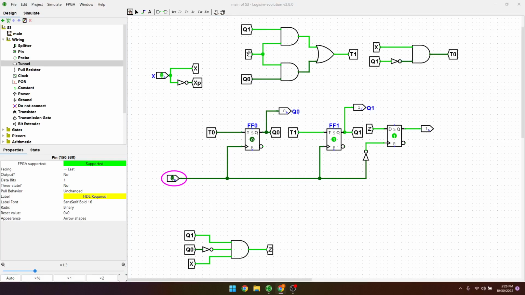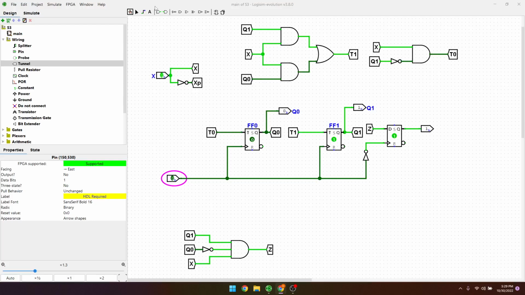So it's Q1 and X, or X and Q0, is equal to T1, and then so on and so forth for T0. And I made Z down here via the equation that I didn't even have to make a K-map for. I just came up with it, which is Q1 and not Q0 and X equals Z. And then I just made the circuit here.